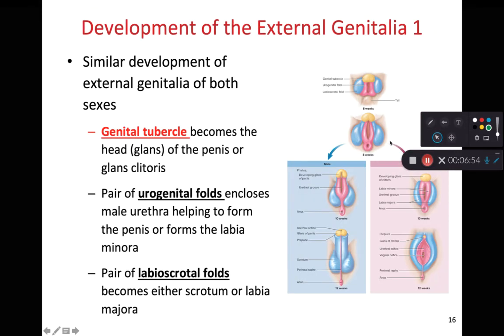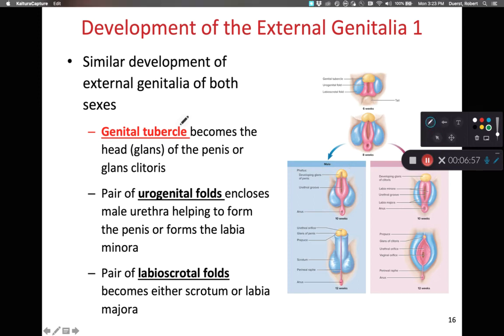As we look at those external genitalia, not the internal, but the external genitalia, they are going to all start out ambiguous early on. So 6 weeks post-conception, we have a genital tubercle. To me, I think of potatoes. Potatoes are tubers, and the genital tubercle looks like a potato to me. And then we have a urogenital fold and a labioscrotal fold. That genital tubercle is going to become the head of the penis or the clitoris. So depending on male or female phenotypes, it's going to be the head, glans penis, or the glans clitoris. It's the most sensitive part on the male or female anatomy, respectively.